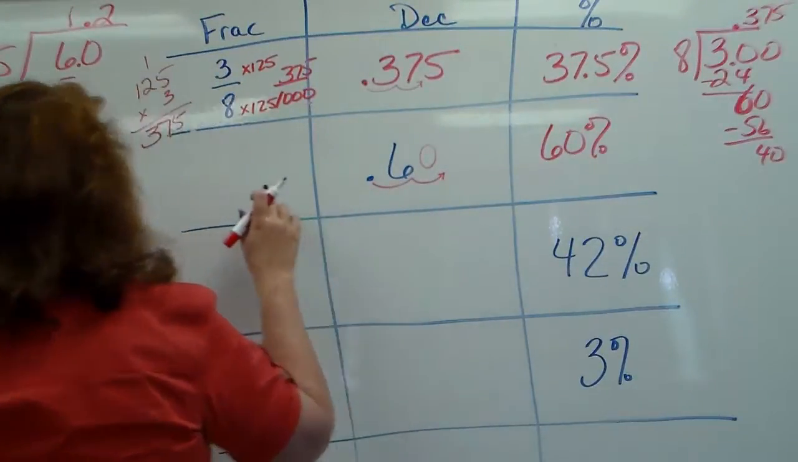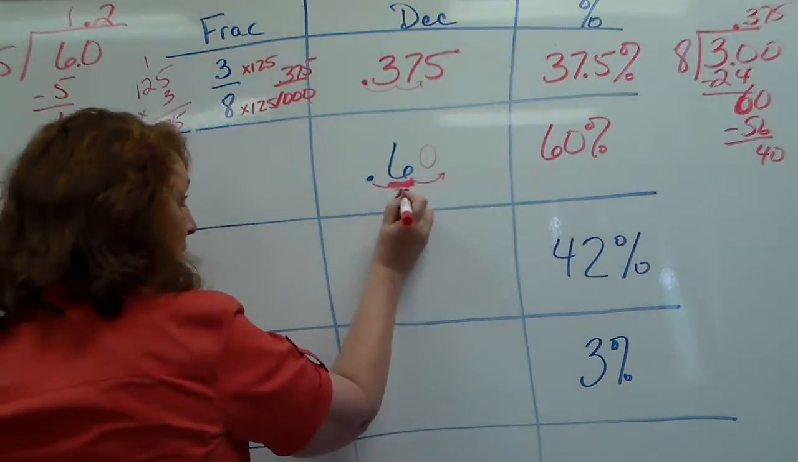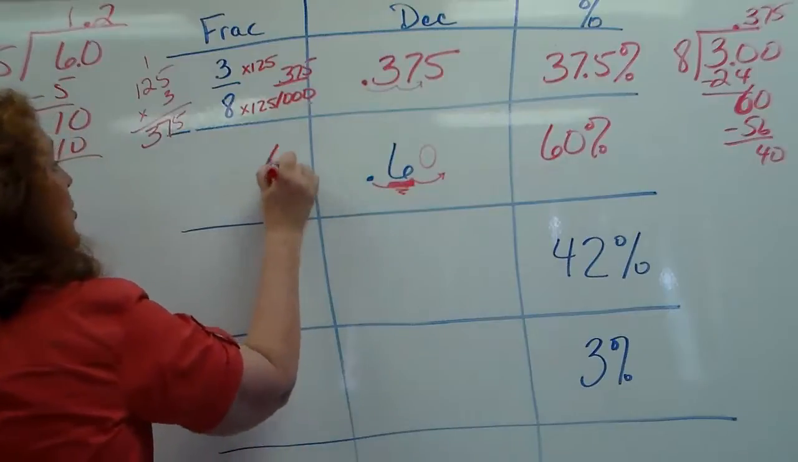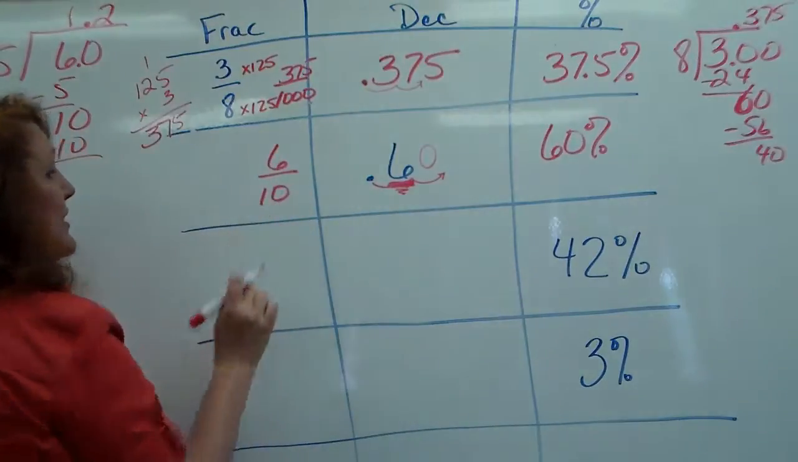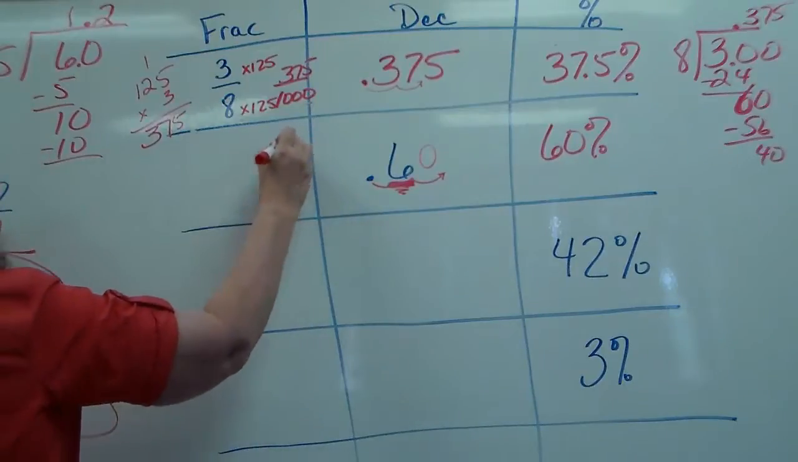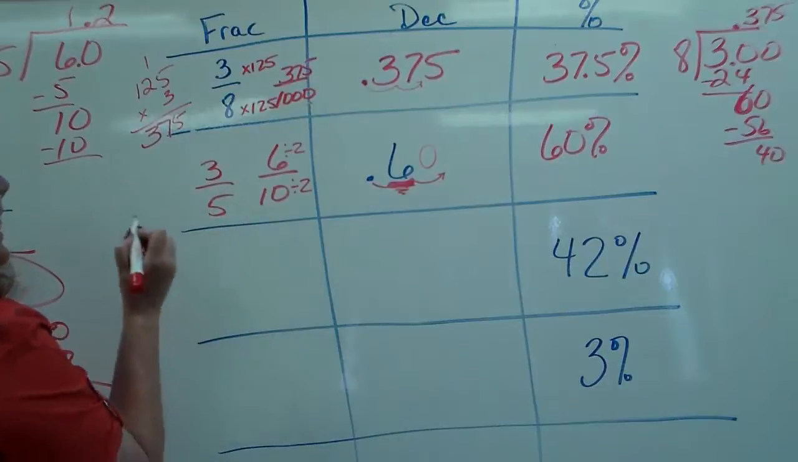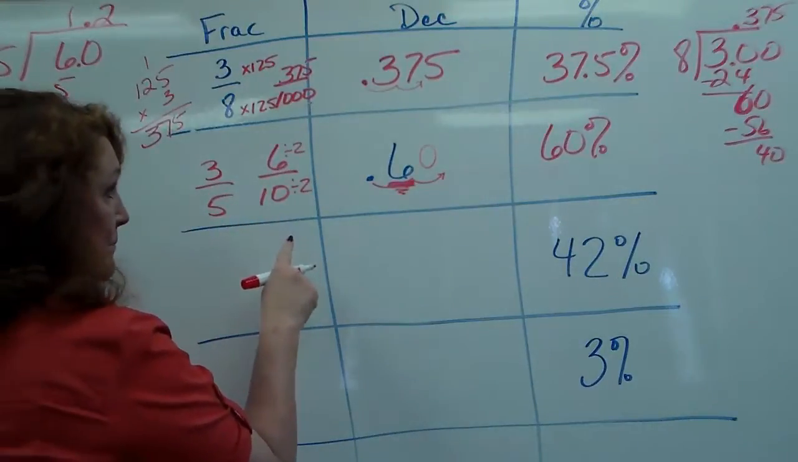How do I make this into a fraction, though? Well, this is 6/10. There's one spot after the decimal, so there's 1 0 in my denominator. 6/10 is 6/10. But I've got to say divide by 2, divide by 2. I really have 3/5, because I have to simplify this.